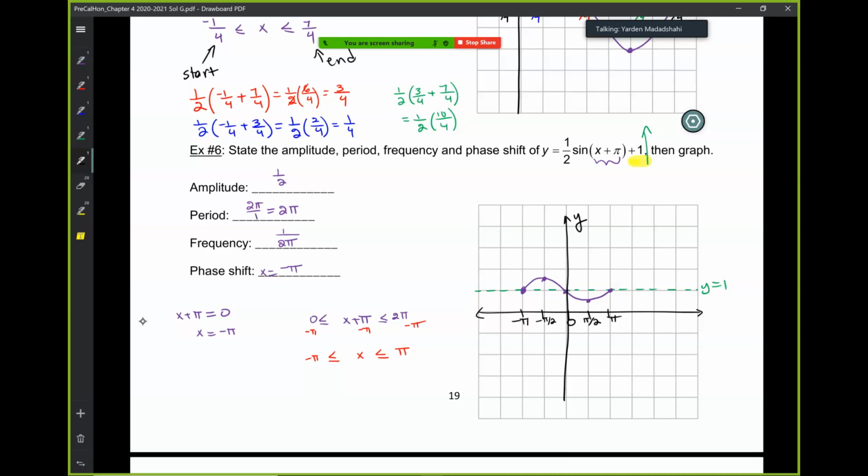Will you explain again why you have the y equals 1? Yes, because here I had this term +1. That is a vertical shift. So it moves everything up 1. So just like all the points will move up 1, so will that axis that it's rotating around.